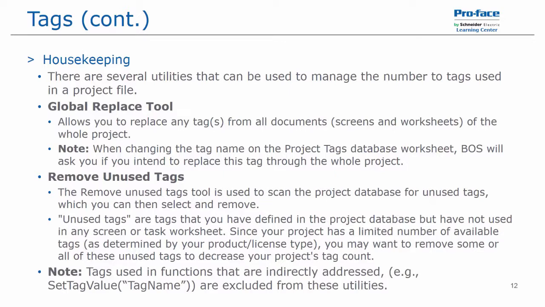And an important note is tags that are used in functions that are indirectly addressed. This applies specifically to scripting, which we will cover in another video. For example, the set tag value function, you have to put a tag name inside of quotes. This is considered an indirect tag addressing. These are excluded from these utilities, the global replace and the remove unused tags. Additionally, they are excluded from the cross-reference as well.